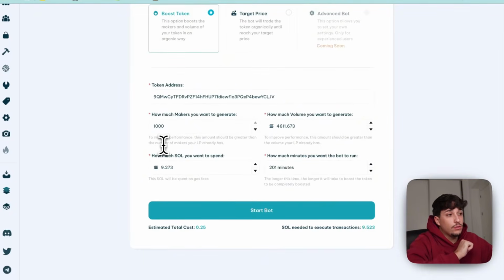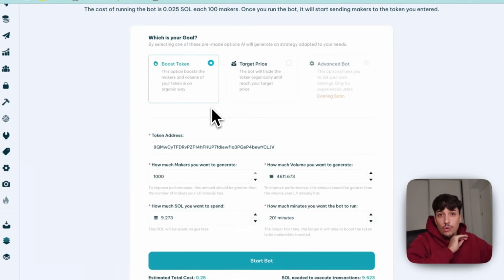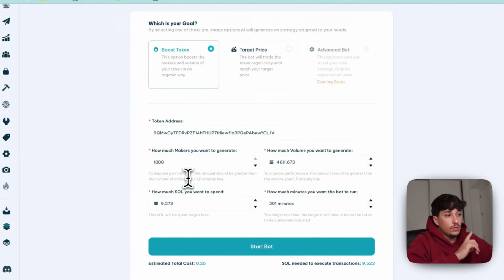Actually, we need to take into account that the fee of the bot is 0.025 Solana each 100 makers. This is the cheapest market maker bot available right now on Solana. Plus, we need to take into account the transaction fees. We will be using GTO fees, priority fees, in order to make the transactions go through, and each maker will need to make 2 transactions. So far, per maker, we will be spending 0.01 Solana, which is actually to make the transaction work and make the bot work itself. It's like a fee for the chain.